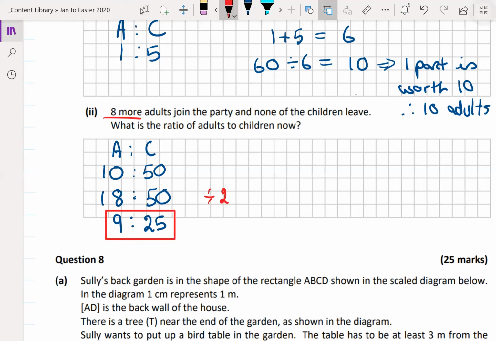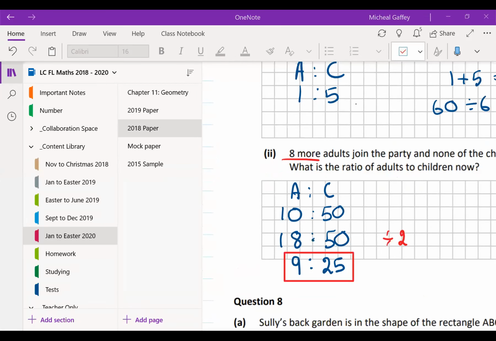Okay, that is question 7, and we'll stop here and I'll go ahead and do a video for question 8 next.